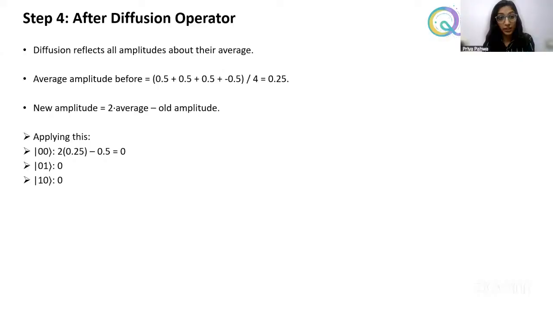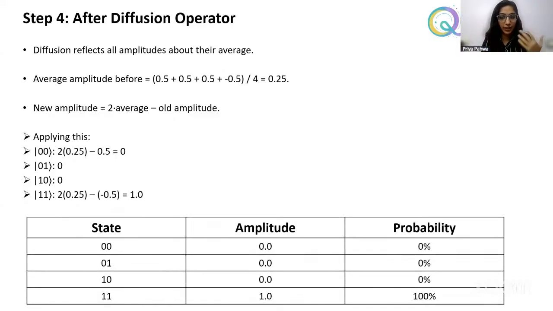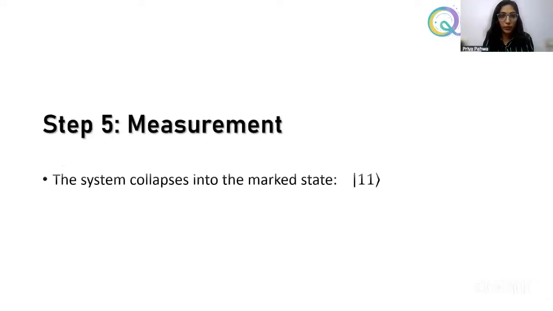Again, 0, 1 becomes 0 because it's the same. This is the magic of this algorithm. It just boosts and amplifies the state which we are looking for. So this is how it happens. And this is the truth table. Again, 0, 0, 0, 1, 1, 0, all have 0 amplitude, but my 1, 1 shoots up and gives me 1. So this was the diffusion operator which we were talking about. And measurement is that the system collapses into the marked state, 1, 1, right?